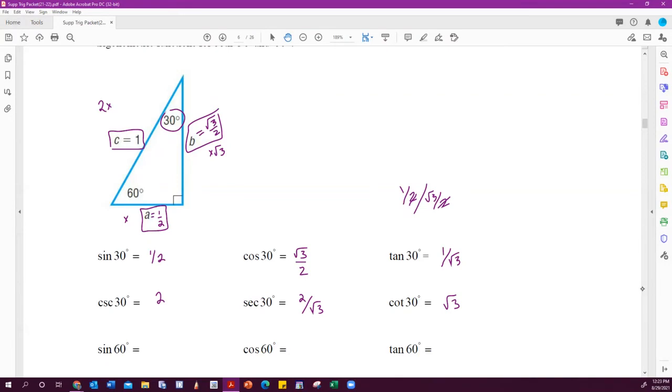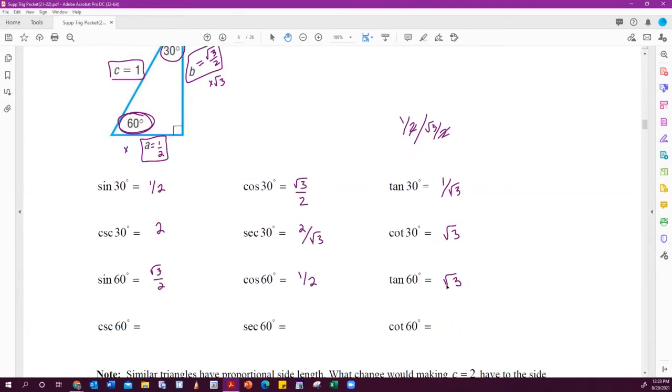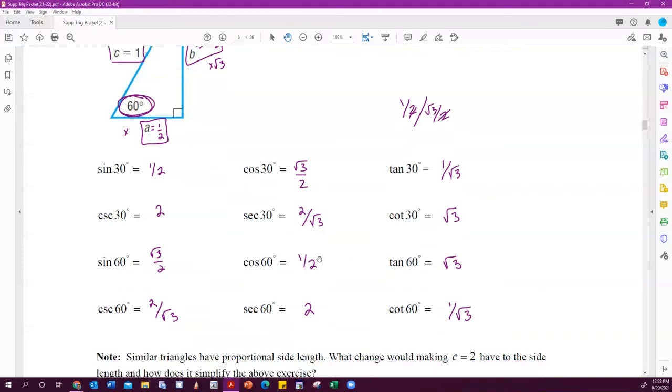Sine of 60 means now I'm looking at this angle as my beginning, so opposite over hypotenuse is now rad 3 over 2. The cosine is going to be 1/2, and the tangent is going to be rad 3. Then the reciprocals give me 2 over rad 3, 2, and 1 over rad 3. So that's all six trig values on both the 30- and 60-degree angles.